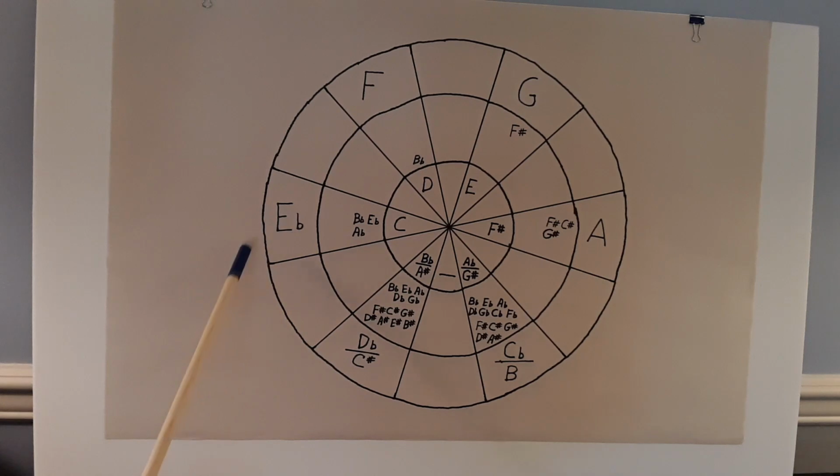Now going counterclockwise, E flat is a whole step down from F, D flat is a whole step down from E flat, and C flat is a whole step down from D flat. The corresponding relative minor notes are also a whole step apart from each other, and the number of sharp notes and flat notes in this group are odd in number and also located at the odd hour hand positions.